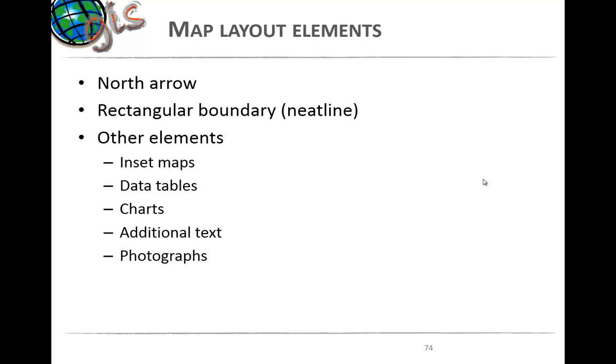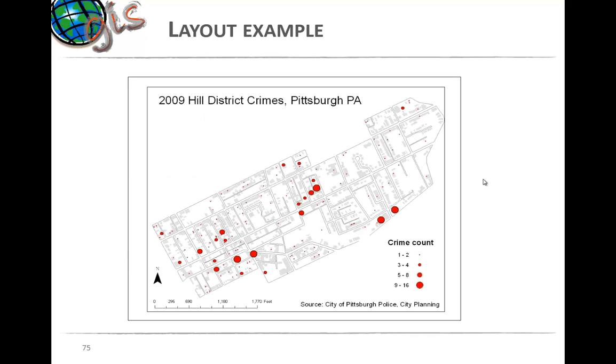So this is a good example of a map layout. As you can see here, this is the title. The map is nice and big and is taking most of the page, and we are maximizing the map page real estate, and then you are using a north arrow, a scale bar, and you are crediting the source, which is the City of Pittsburgh Police City Planning, and then you are adding a legend to the map so that people understand what these big red dots are, which in this case are crime codes. So this is a pretty good example of a decent layout.